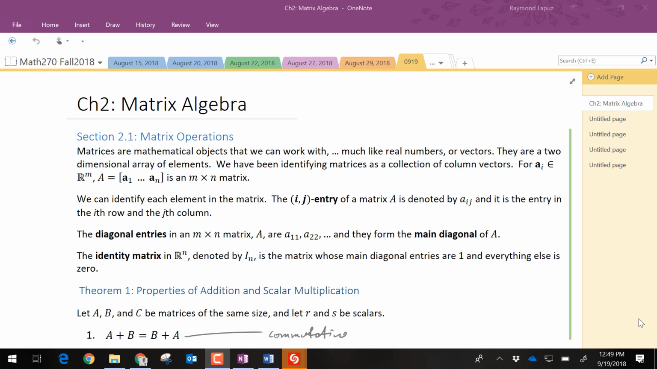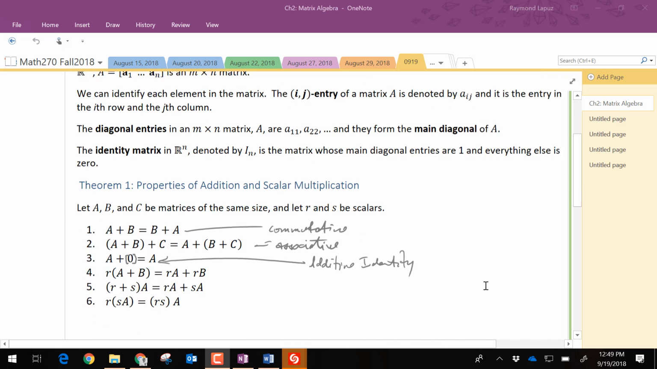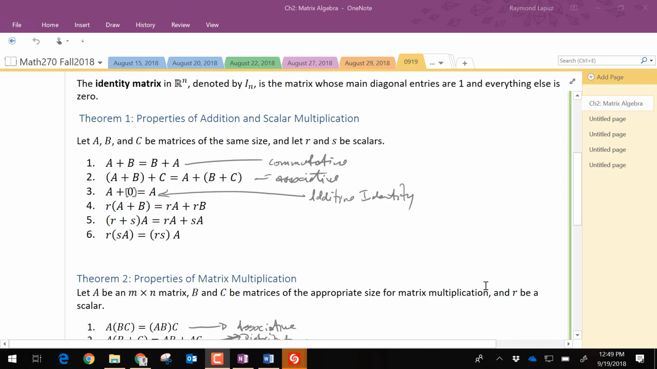We started chapter 2 right before the test, and so we talked about some basic operations and basic vocabulary words that we need to be able to use to refer to matrices, and then do stuff with matrices like add and scalar multiply. So this is already up from last time, so I'm not going to go through it except maybe highlight a couple of things.